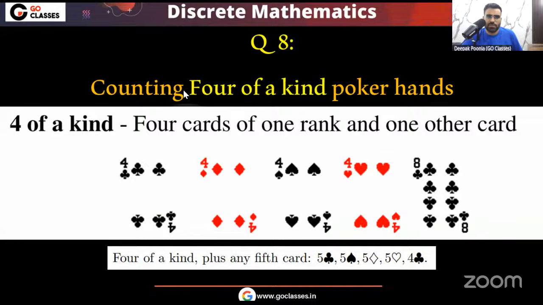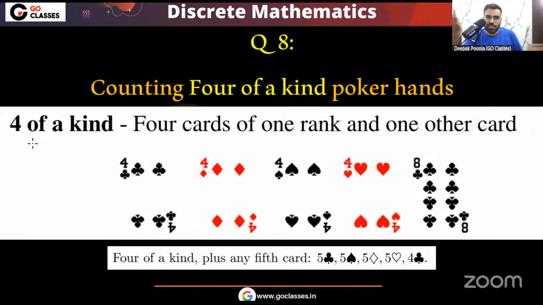Let's solve question number 8. Counting 4 of a kind poker hands. The definition is very simple: out of the 5 cards, we want 5 cards, but out of them 4 must be having same value. Okay, so you can see 4 of a kind. The name itself is telling you 4 of a kind means 4 cards of the same value and one extra card, because in total we want 5 cards. Yes or no? For each value we know there are 4 cards only. For each value maximum there are 4 cards.